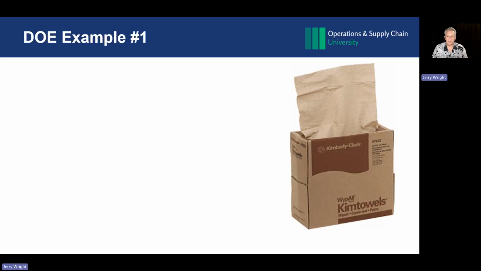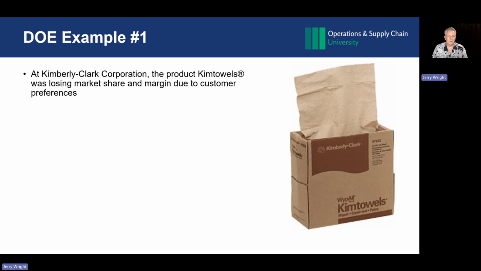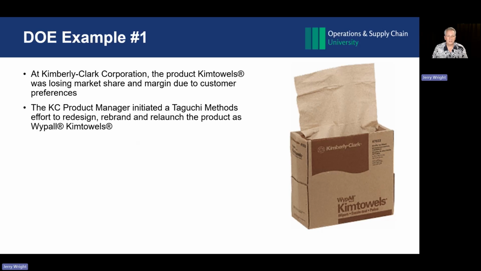So DOE example number one, this is for the Wipe All Kim Towels. When I worked with Kimberly-Clark many years ago, we had to do something with the Kimberly-Clark Kim Towels product. It was losing market share and margin due to customer preferences. People just didn't like it. It wasn't performing. So the KC product manager at the time initiated a Taguchi Methods effort to redesign, rebrand, and relaunch the product as Wipe All Kim Towels.